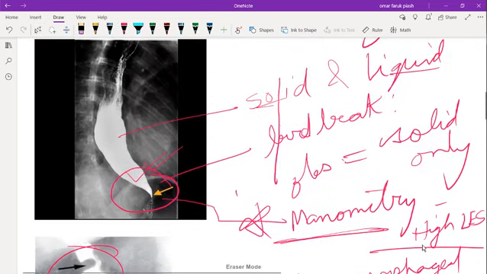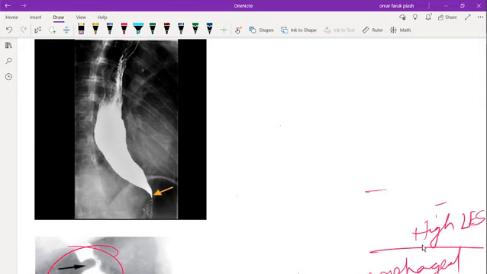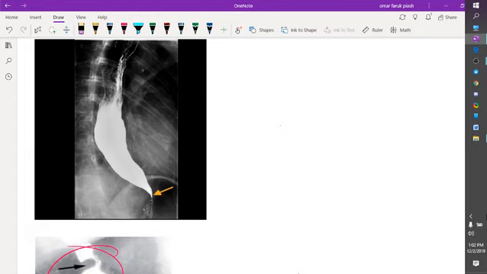In achalasia cardia, there are some secondary causes of achalasia. In achalasia, the primary cause is failure of the lower esophageal sphincter to relax due to loss of the myenteric plexus, and there is another secondary cause of achalasia which is caused by a bug called Trypanosoma cruzi. Trypanosoma cruzi causes Chagas disease.